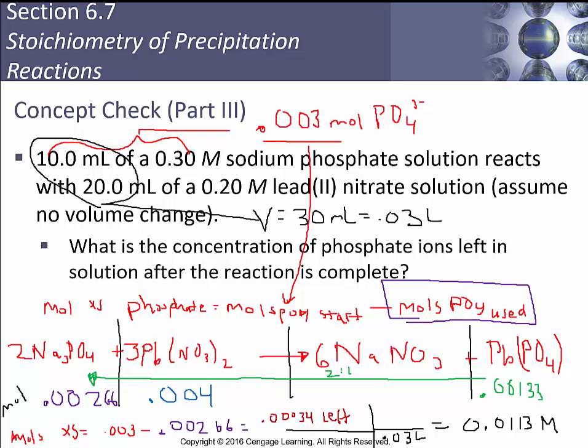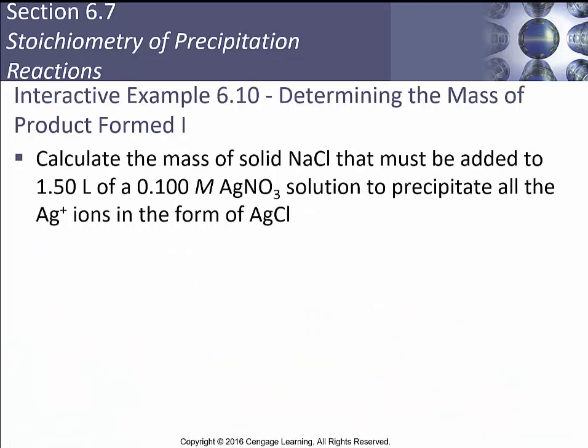Here's another example. Let's calculate the mass of solid sodium chloride that has to be added to 1.5 liters of 0.1 molar AgNO3 solution to precipitate all of the Ag ions in the form of AgCl solid.